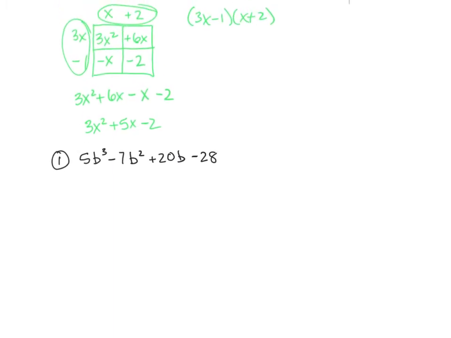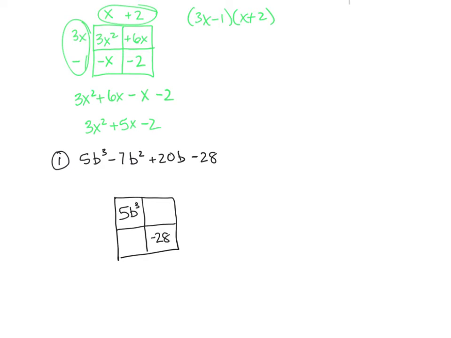So just like in the box above, I'm going to draw my box, and instead of knowing the side lengths, we're going to put everything on the inside. So we can see that my highest term goes here, and my constant goes here. So that means we'll have 5b cubed up here. We'll have negative 28 down here.